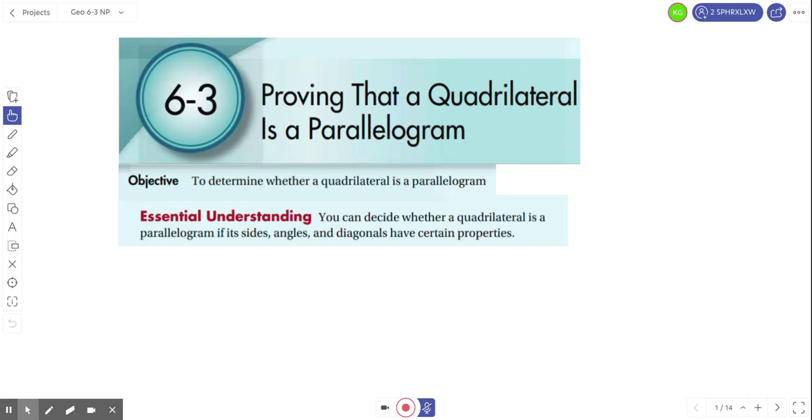Hello, this is chapter 6, lesson 3, proving that a quadrilateral is a parallelogram. And we're going to determine whether a quadrilateral is a parallelogram. There's lots of different ways to do it, based on the properties of its sides, angles, and diagonals.